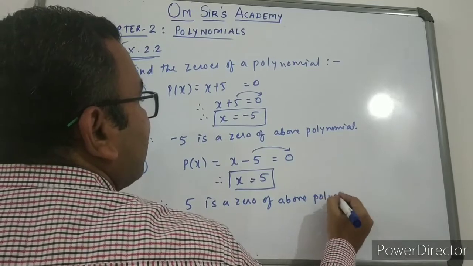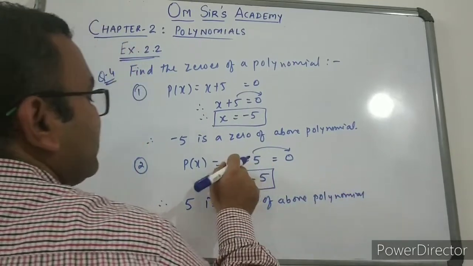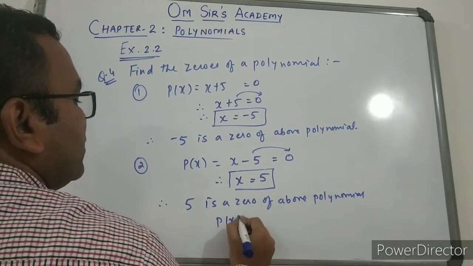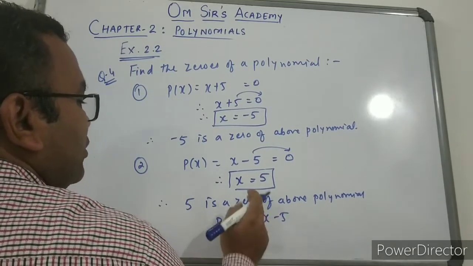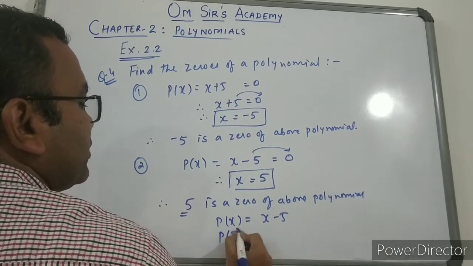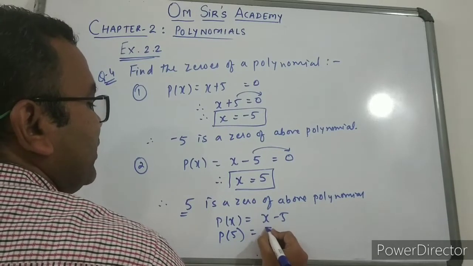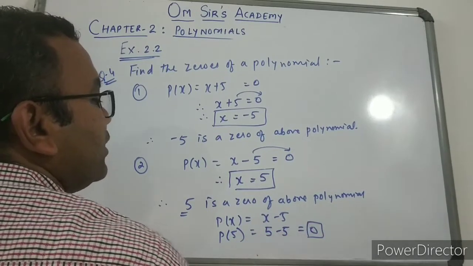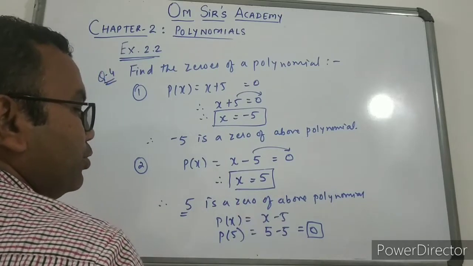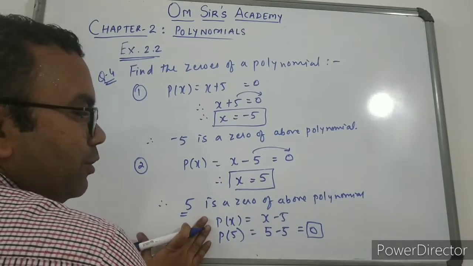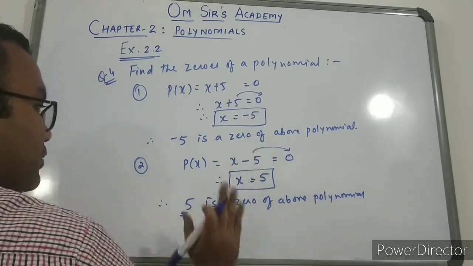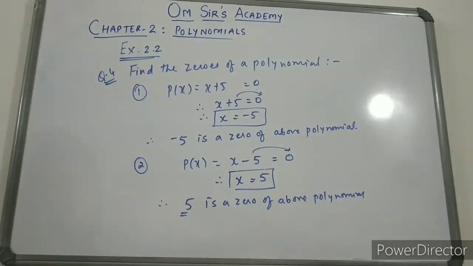Now friends, you can check vice versa also, that instead of x you can keep 5 and check whether you are getting 0 or not. For example, p of x equals x minus 5, and we have got the zero as 5. So instead of x, we substitute 5 over here. It will be 5 minus 5, and we get the answer 0. So this is verified that 5 is a zero of the above polynomial. But this is just for your information. We don't have to do this. We only have to find the zero of a polynomial. So this is how we find the zero of a polynomial.